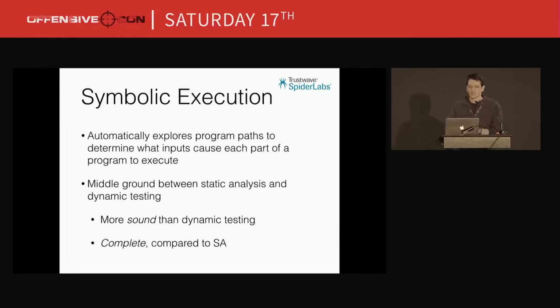Now, symbolic execution is just a general procedure for automatically exploring program paths, or as many paths as you can. And as a side effect, you can generate concrete test cases once you explore the path. It's a middle ground between static analysis and dynamic testing. It is more sound than dynamic testing. We are likely to explore more paths than just randomized testing. And it's also complete compared to static analysis. So if we find a bug, then that's an actual bug. It's not a false positive, unlike static analysis that gives you lots of false positives.